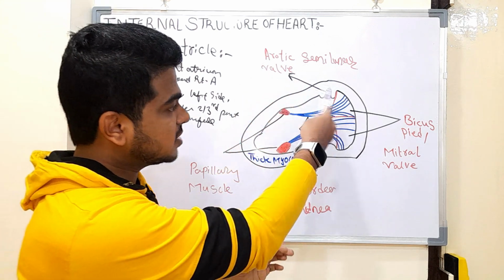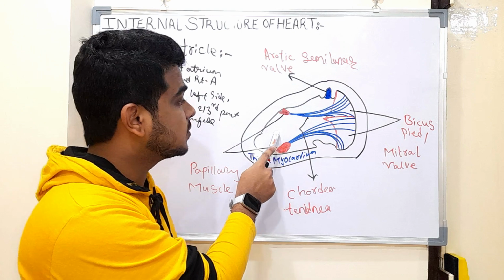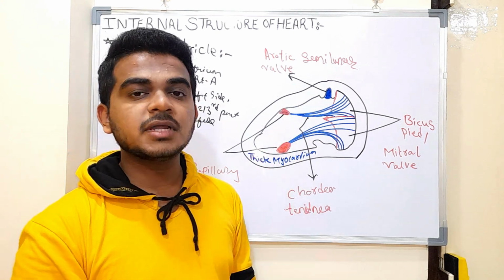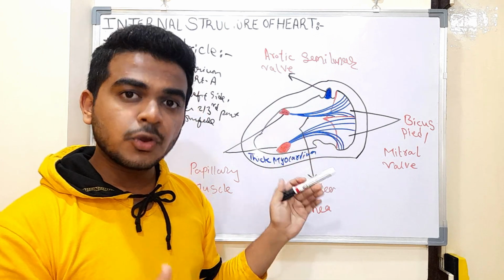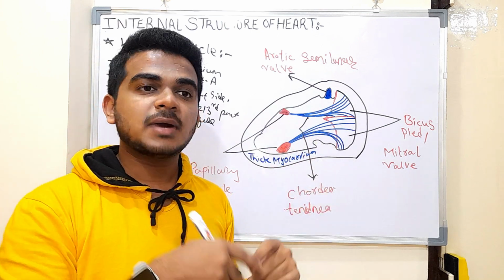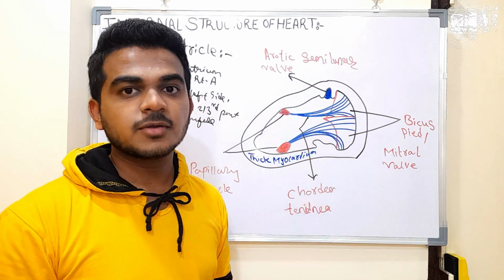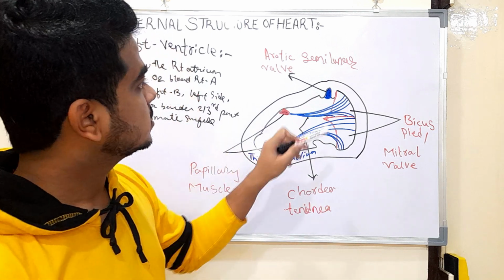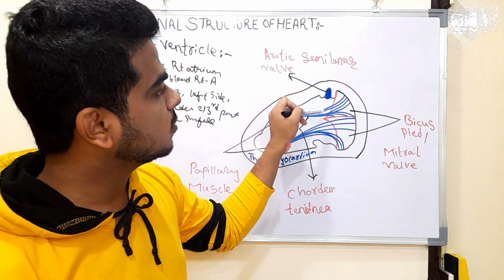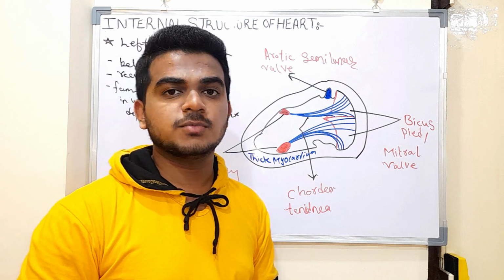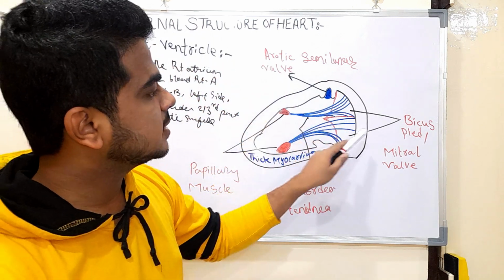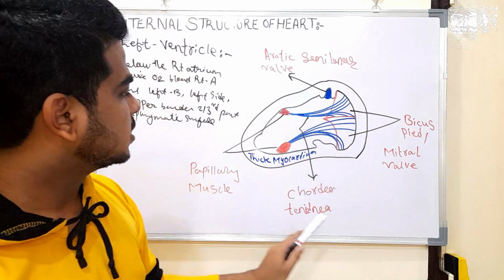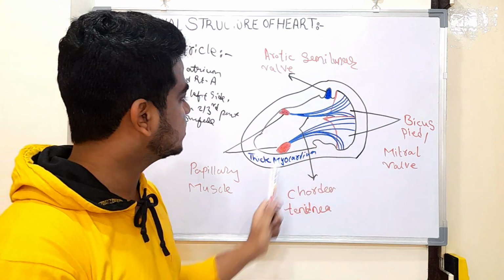After receiving the oxygenated blood, the left ventricle pumps it to the aorta. Through the aorta, oxygenated blood passes to different parts of the body. So there is an aortic semilunar valve, which prevents the backflow of blood. So: aortic semilunar valve, bicuspid and mitral valve, chordae tendineae, papillary muscles.